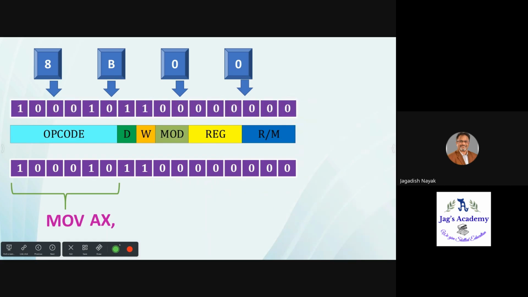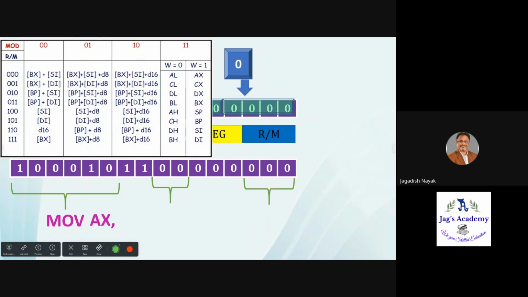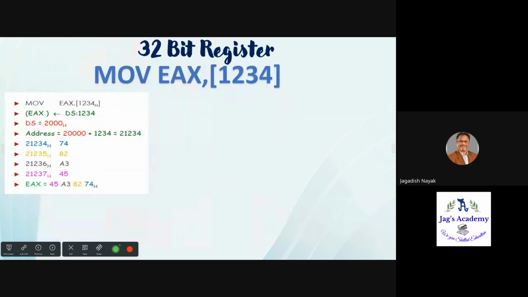Okay. 00000. What is that? Just check. It is BX plus. Yes or no? Right? This is the instruction. Okay. So this is the way you can convert it back. I have already told you about 32-bit register. Okay. So move EAX comma 1234H.